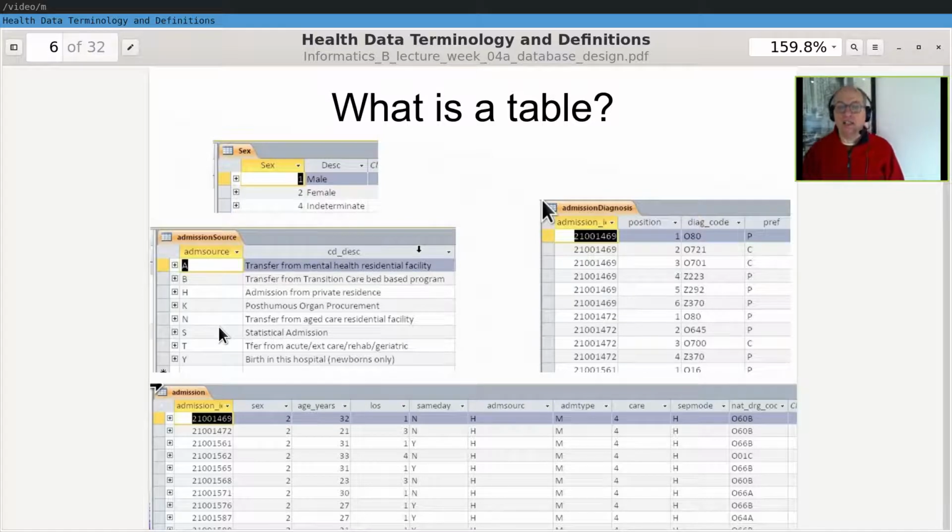On the other hand, the relationship goes the other way for admission diagnosis. Admission diagnosis are all the diagnoses for admission 1469, and there's 6 of them right there, and those are the codes for them and their position. So instead of T-Diag1, we have them laid out lengthwise. It's a long version of the table, and you can see how that connects up over here. It's a many to one relationship, but in the other direction.